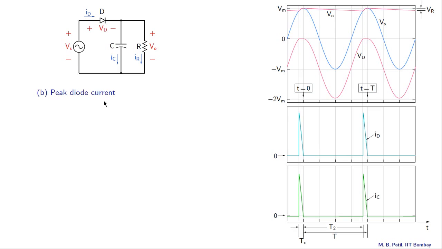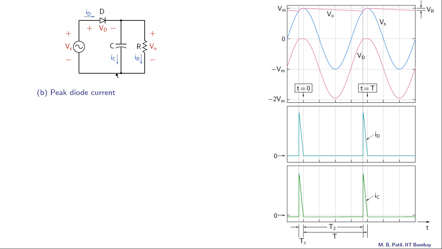Let us now talk about the peak diode current, and to begin with, let us remind ourselves of what ID looks like as a function of time. In this plot here, ID is non-zero only in this short interval marked as TC, and otherwise it is 0. Now what is ID given by? ID is given by IC plus IR. IR is more or less a constant because VO is constant, approximately equal to VM. So therefore IR is VM by R, and that is already known.